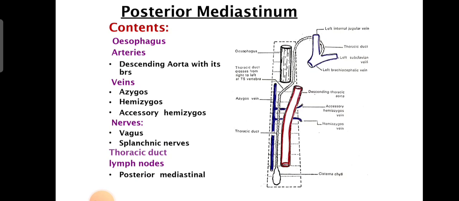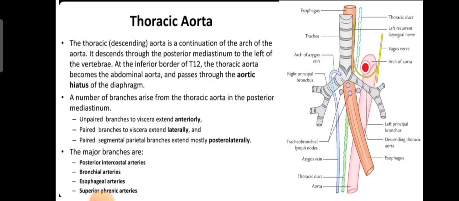Then we have nerves like the vagus and splanchnic nerves, the thoracic duct, and the lymph nodes like the posterior mediastinal group of lymph nodes. So we have to give some detail here also. In the case of the thoracic aorta, we can say that it is a continuation of the arch of the aorta as it descends through the posterior mediastinum to the left of the vertebrae. At the inferior border of T12, the thoracic aorta becomes the abdominal aorta when it passes through the aortic hiatus. The aortic hiatus is nothing but an opening in the diaphragm which provides passage for the thoracic aorta.